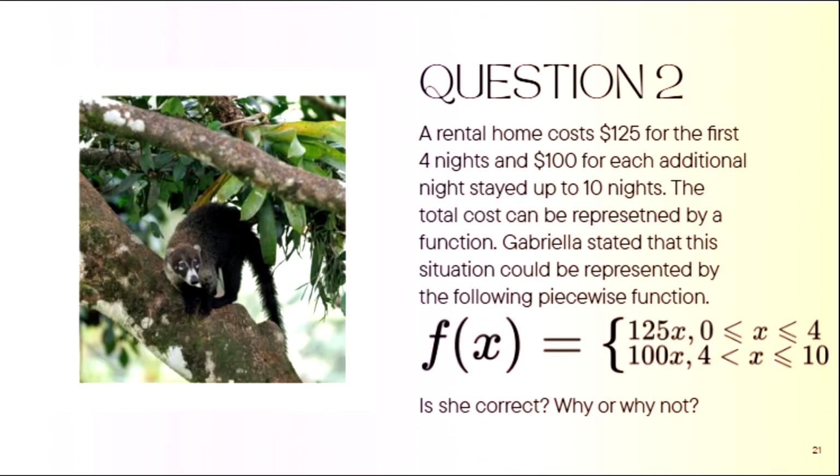Question number 2. A rental home costs $125 for the first 4 nights and $100 for each additional night stayed up to 10 nights. The total cost can be represented by a function. Gabriella stated that this situation could be represented by the following piecewise function. F of x is equal to 125x with a domain of x greater than or equal to 0 and less than or equal to 4, and 100x with x greater than 4 and less than or equal to 10. Is she correct? Why or why not? So pause it, figure it out, come back.